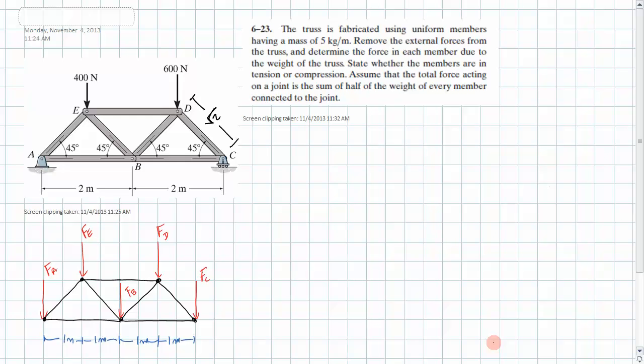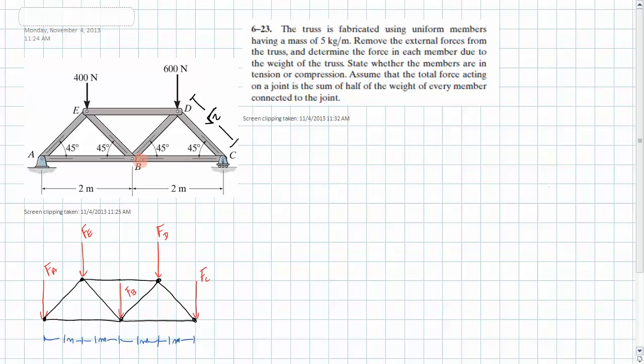Okay, this is the second problem that we were discussing in class, and in this case, we're going to remove these loads, 400 and 600 newtons, and replace them by weights due to the members of the truss. So the free body diagram that we'll end up with is something like this, where you have loads at each joint. And the question is, what are these FC, FD, FB, and so on? Well, let's see how we do that.